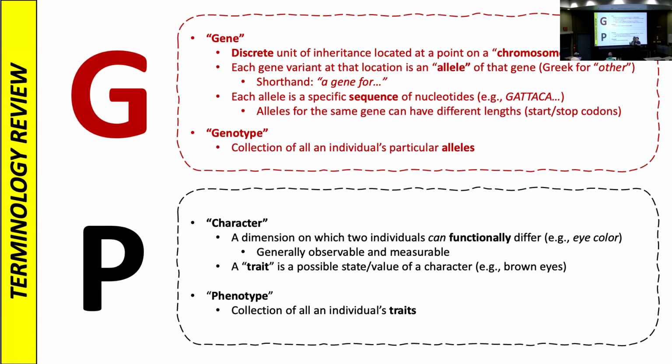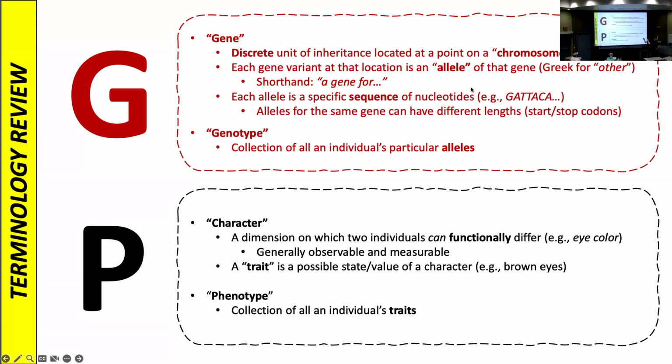So we use the shorthand, there is a gene for X and a gene for Y, and you could have either X or Y. That's where the term allele comes from. So an allele is a variant of a gene. And each allele is a specific sequence of nucleotides.